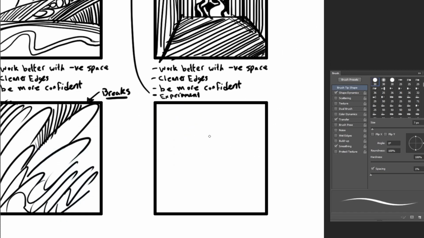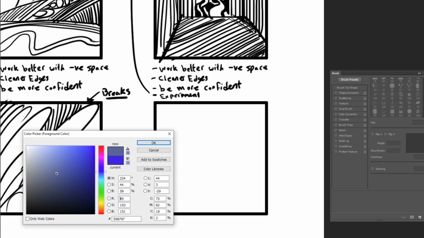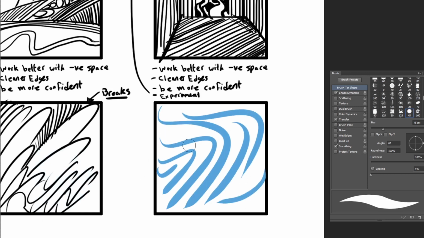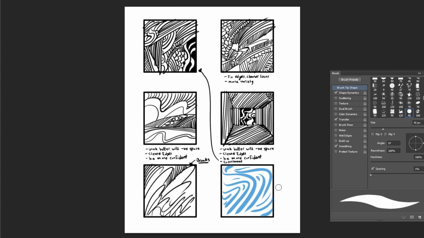For box 6, I decided to take everything I learned and make something different from all the other boxes. I even used color. Give this exercise a try, and remember to learn and make mistakes.